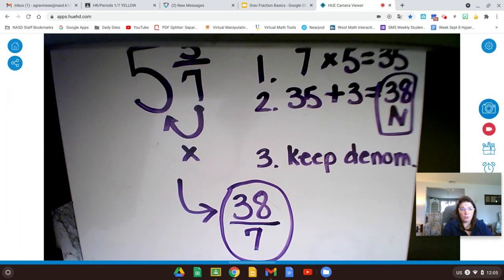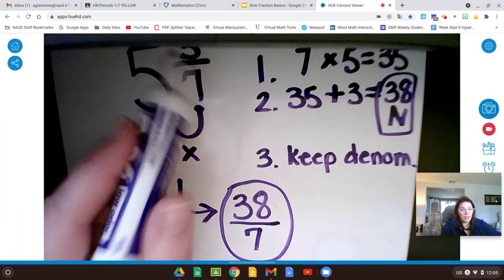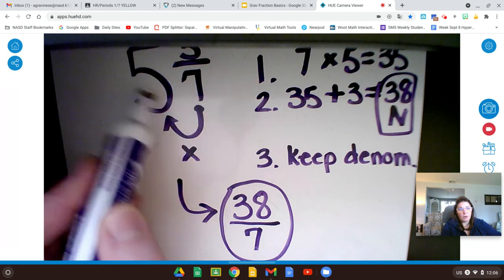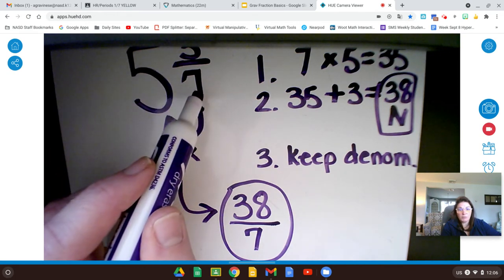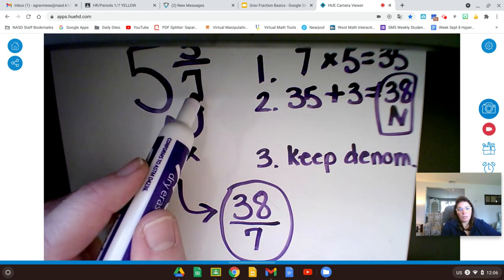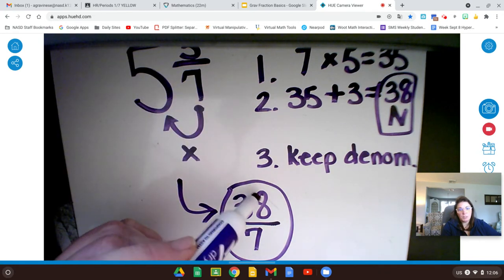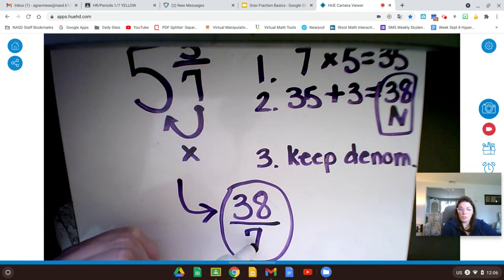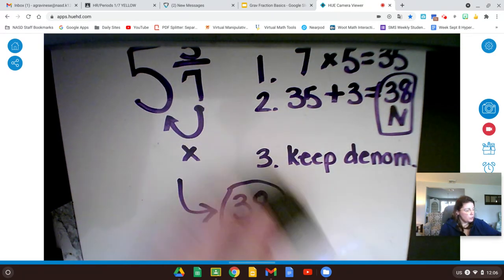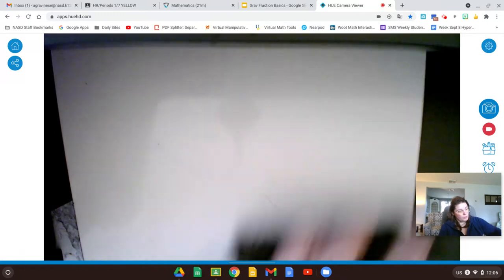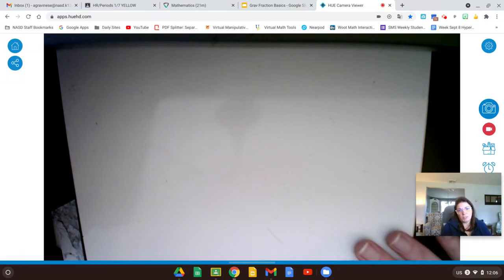If you drew a model to show 5 wholes and 3/7, and all of those 5 wholes were cut up into 7 pieces, you would have a grand total of 38 shaded pieces in models that were cut up into 7ths. All right, I want to show you one more thing. I know this video is a little longer than normal, but I'm really putting 2 skills together. I want to show you the opposite.